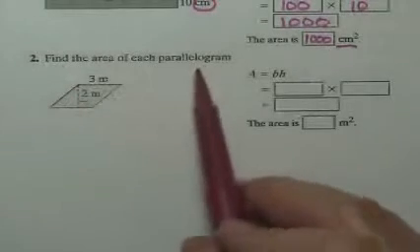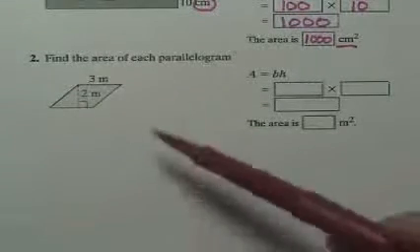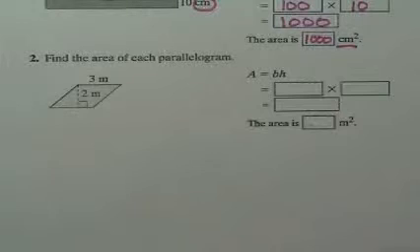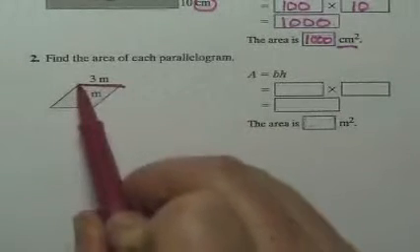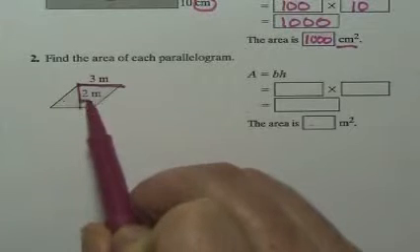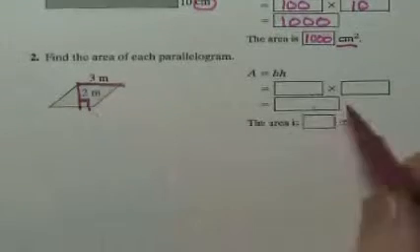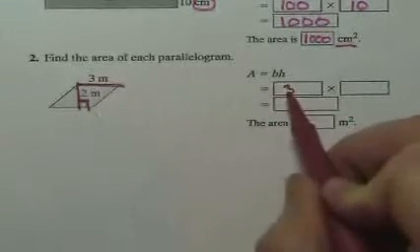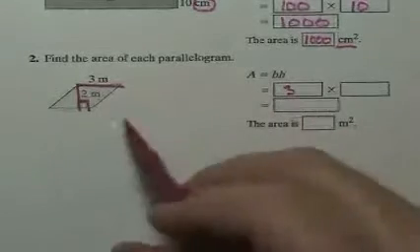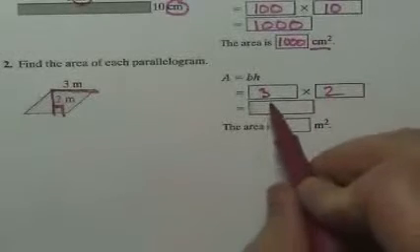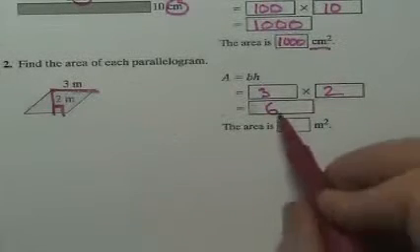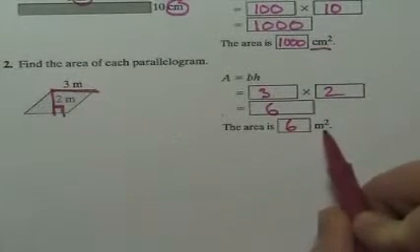Number 2, find the area of each parallelogram. I only see one parallelogram. There may be a second one on yours. Not too sure. But let's see. Here's our base, and then here's our height. So that's a 90-degree angle there. So base is 3, and our height is 2. So, well, 3 times 2 is 6. So it is 6 meters squared.